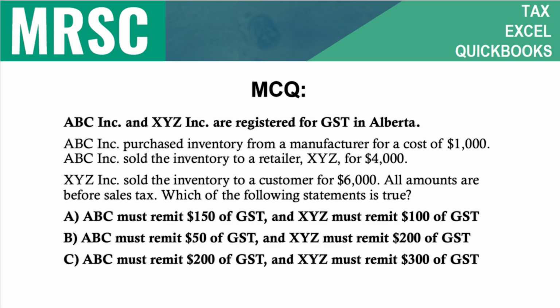Second question. ABC Inc. and XYZ Inc. are registered for GST in Alberta. ABC Inc. purchased inventory from a manufacturer for a cost of $1,000. ABC sold the inventory to a retailer, XYZ, for $4,000. XYZ then sold the inventory to a customer for $6K. All amounts are before sales tax. Which of the following statements is true? And I'll let you go ahead and read and answer.